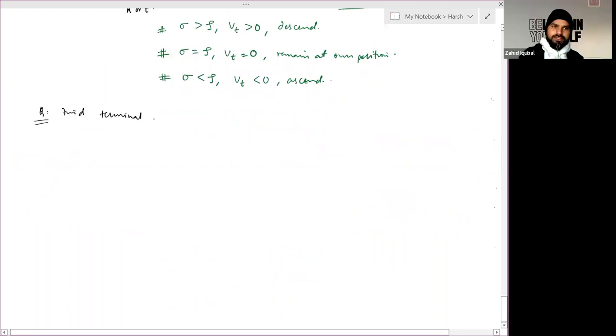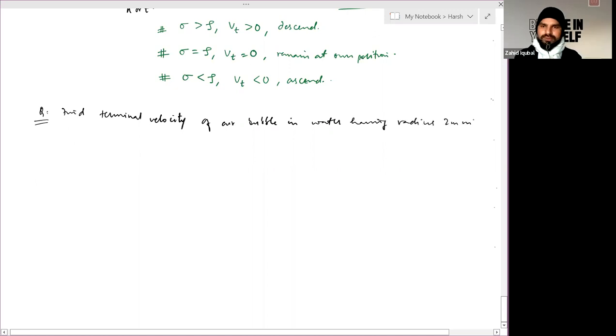Find the terminal velocity of an air bubble in water having radius 2 mm, if eta is 0.005 Pascal second.